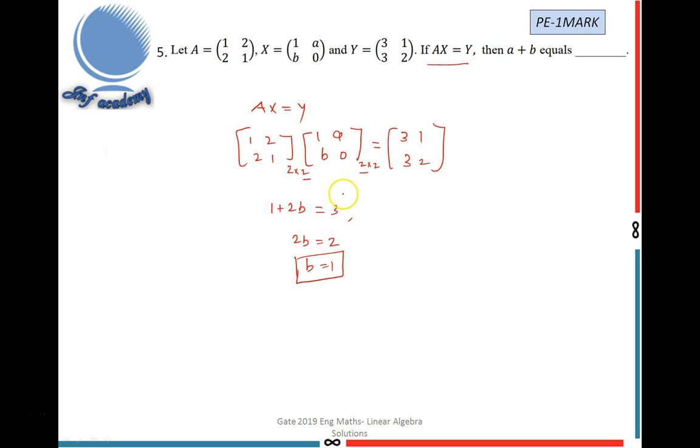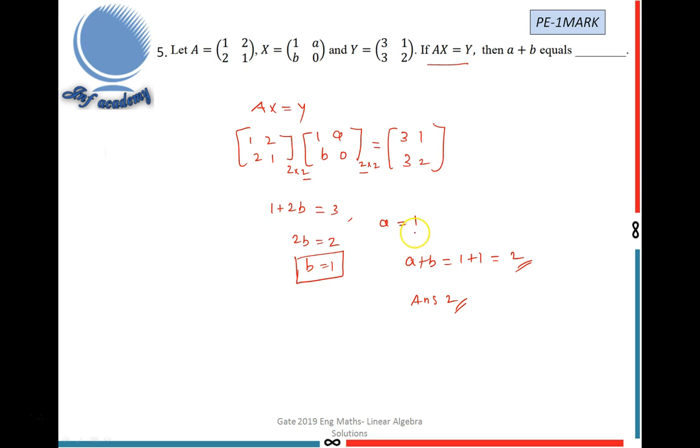Next, I find A. How to find? Multiply this row and this column. We can get A plus 0 equal to, that is the second element, A equal to 1. Finally, I got A and B. So A plus B equal to 1 plus 1 equal to 2. The final answer is 2.